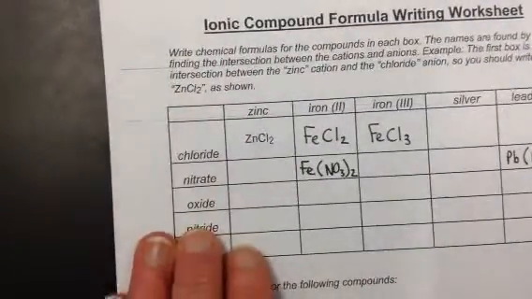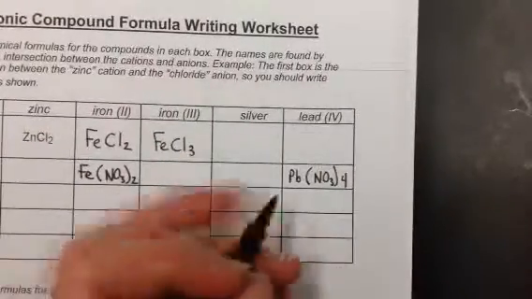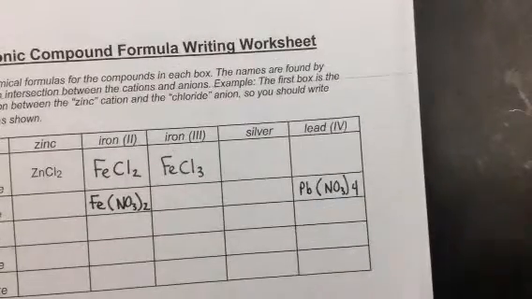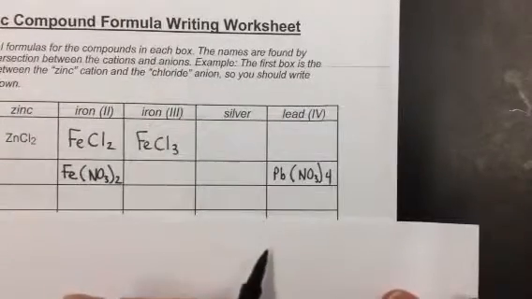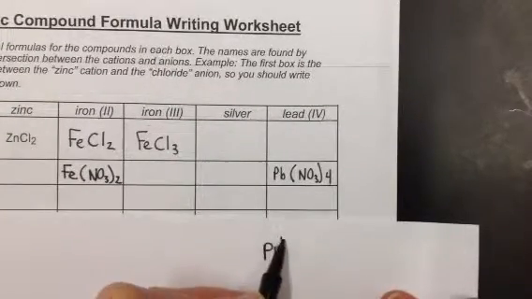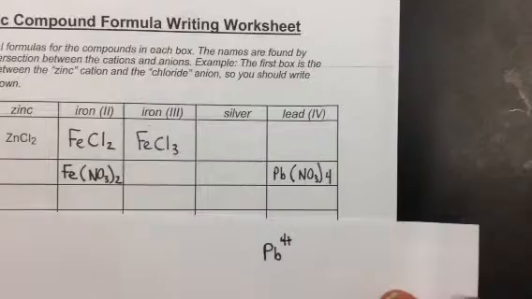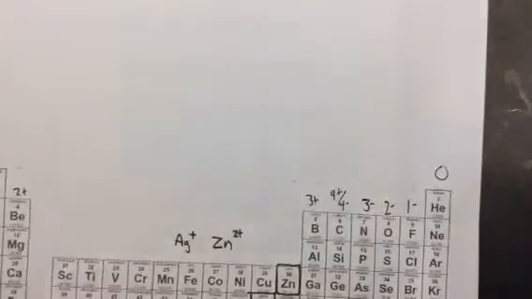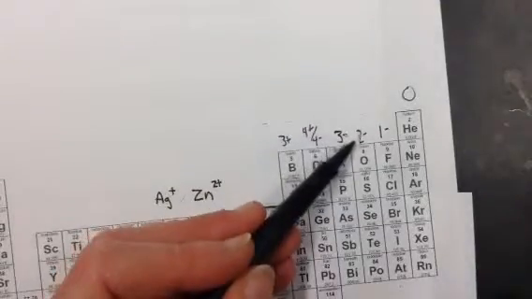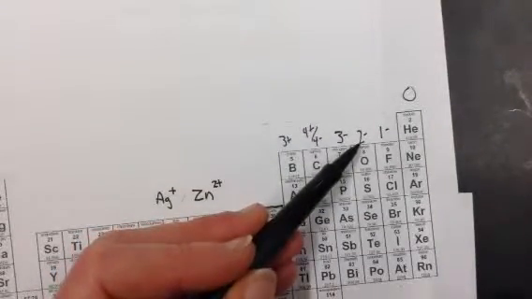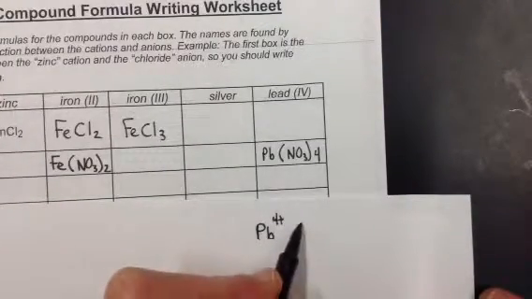Let's do lead oxide. Lead oxide. We would write Pb4. Oxygen is in the oxygen family. It has 6 valence electrons. It would gain 2 to get to 8, and so it would have a -2 charge, a -2 oxidation number.